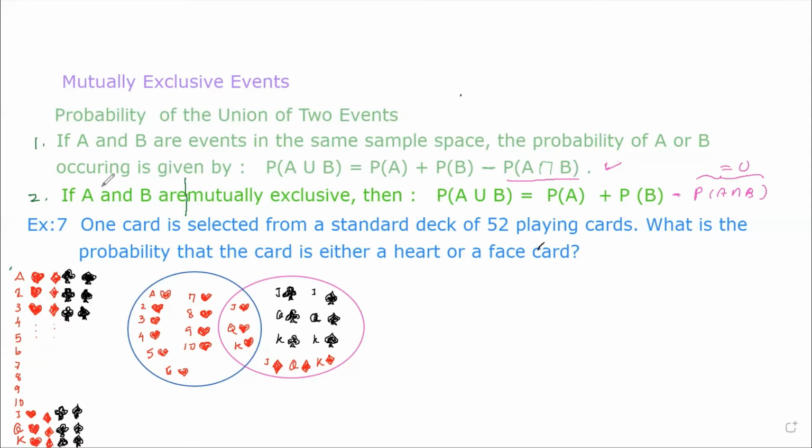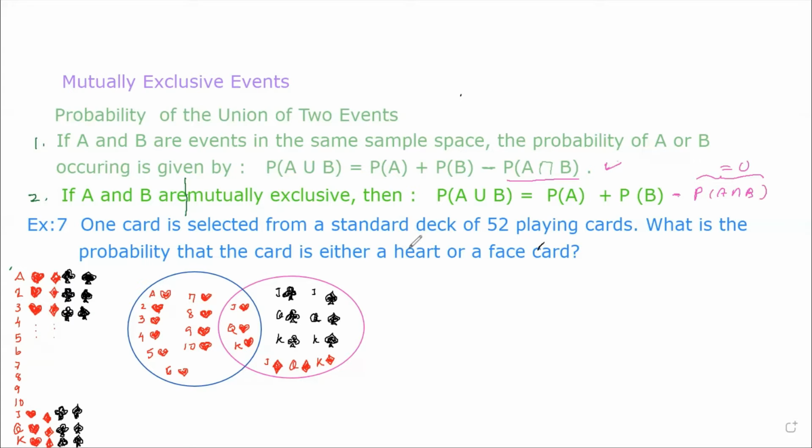So actually, if you want to remember just one, remember the first one. If there is no intersect, then we call it mutually exclusive, which means the intersect part equals 0. That's all, so there are two formulas today. Now let's see an example. I think this example is pretty good.